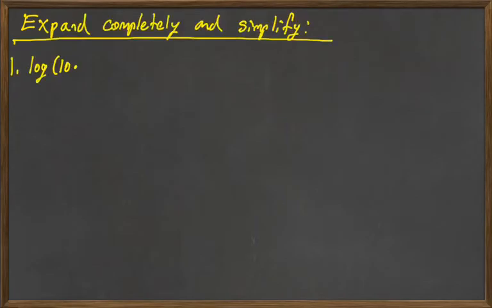Okay, so we're going to expand completely and then simplify. We're going to look at log of 10 times x, and if it's regular log there, the base is understood to be base 10. So we're going to use the product rule, so that'll be log of 10 plus log of x. I guess the order doesn't matter.